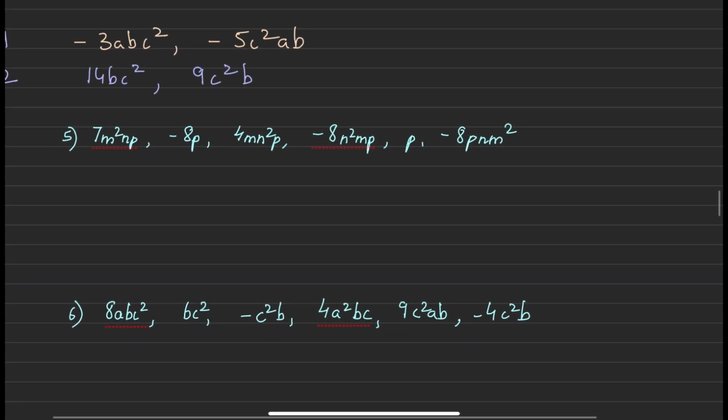Next one is a little tricky. 7m square np. Okay, do we have anything else? Here. No, this is not 8m square. Look at this one. M square, 1n and 1p. 2m, 1n and 1p. So this one will come in the first group.